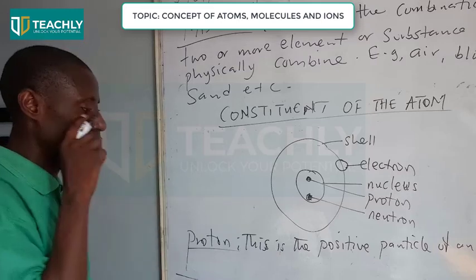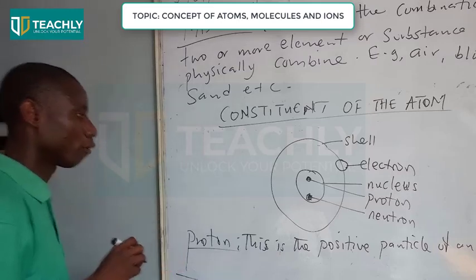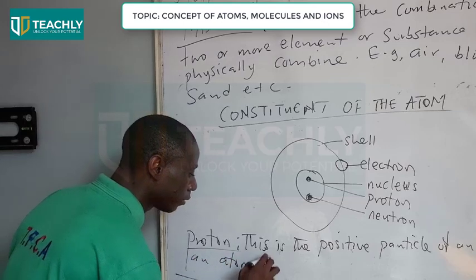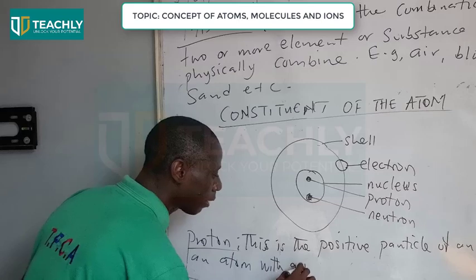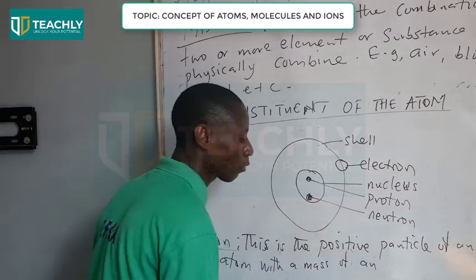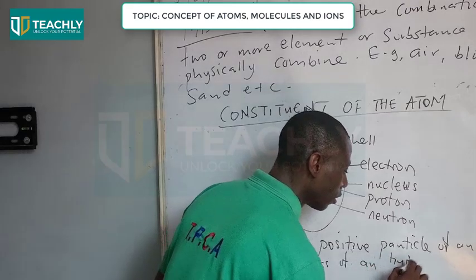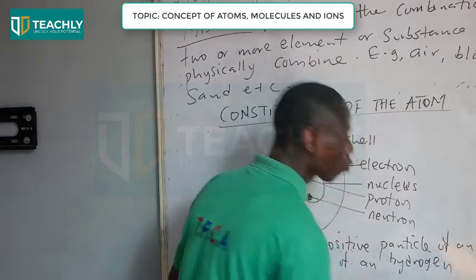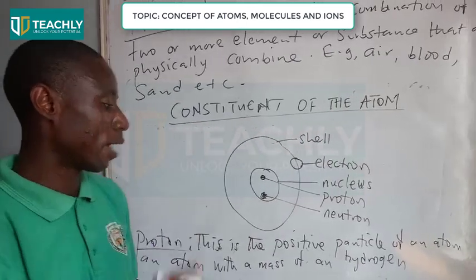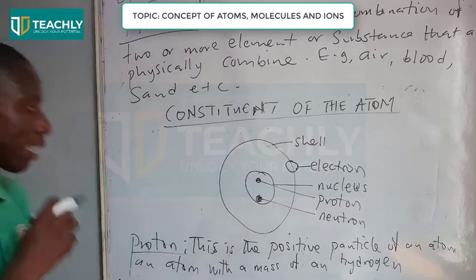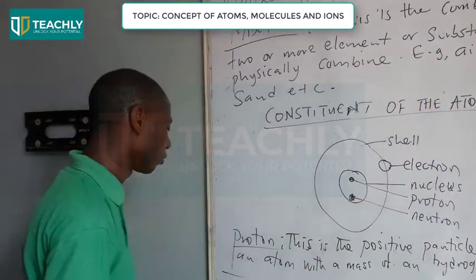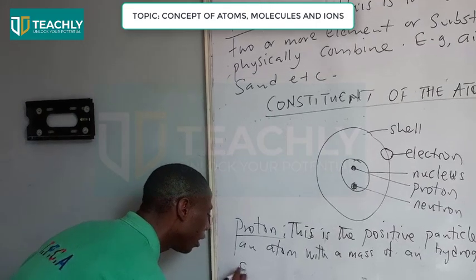So we can say this is the positive particle of an atom with a mass of a hydrogen. We use hydrogen there as a reference because hydrogen has a mass of 1. Therefore, we can say proton has the same mass as hydrogen, that we are making reference to hydrogen. The next one is your electron.